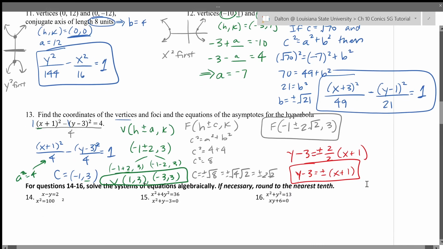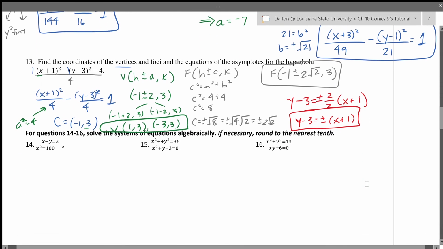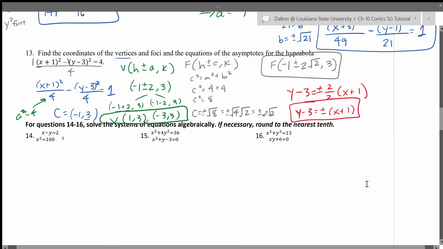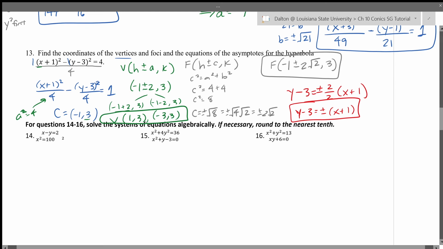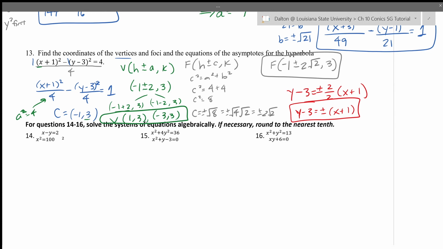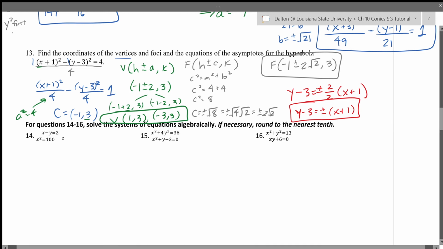Okay, the last 3 questions on this second page deal with solving systems. So we are going to incorporate substitution, elimination. We might include some factoring. We might include some use of the quadratic formula. It's just kind of a multitude of different algebraic solutions, or not solutions.